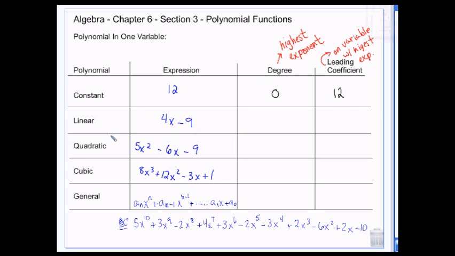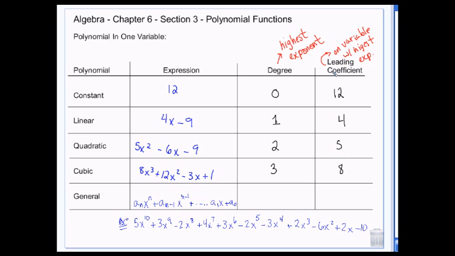A linear polynomial has a variable with no exponent. So the degree is 1. And the leading coefficient is the number on the variable. Quadratics have an exponent of 2. So the degree is 2. That leading coefficient would be 5. A cubic has a degree of 3. So the degree is always the highest exponent, and the leading coefficient is always the coefficient on the variable with the highest exponent.